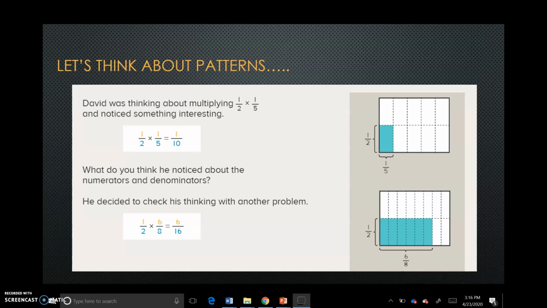He decided that maybe he would try the same thinking out with another problem to make sure he was on the right track. So he tried it with 1/2 times 6/8. Again, you'll notice the color coding. 1 times 6 equals 6, and then 2 times 8 equals 16. We have our matching visuals on the right-hand side that show our 1/2 times our 1/5, and what would be double shaded would be that 1/10. And then we also can show the same thing with 1/2 times 6/8 and 6/16 being shaded in twice. So something to really be thinking about. Hopefully you're making a connection right now.